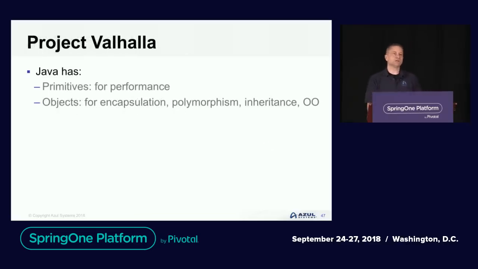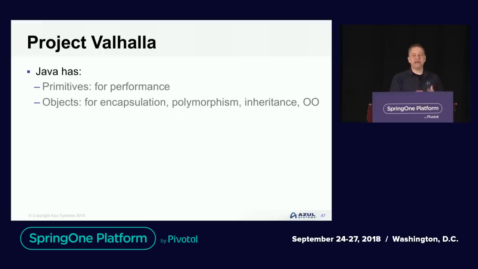Project Valhalla, as I said, is about value types. It's about how we deal with primitives versus object representation. Primitives were included in Java at the beginning because of performance. If we treated everything as an object, it just didn't give good enough performance.